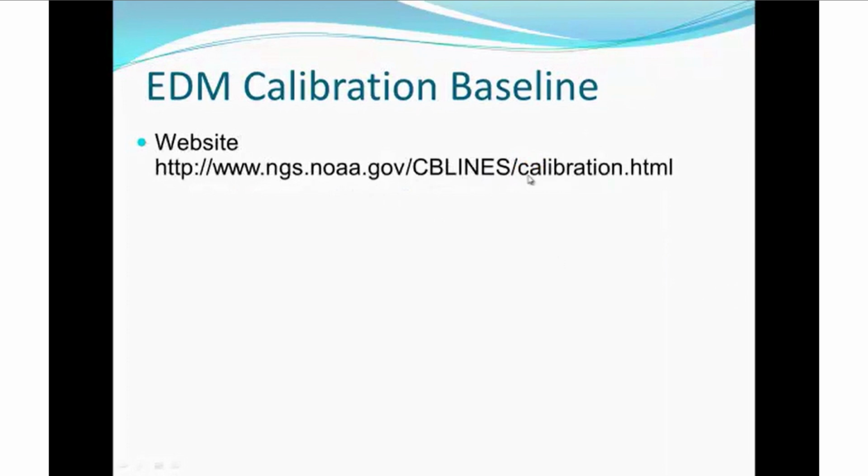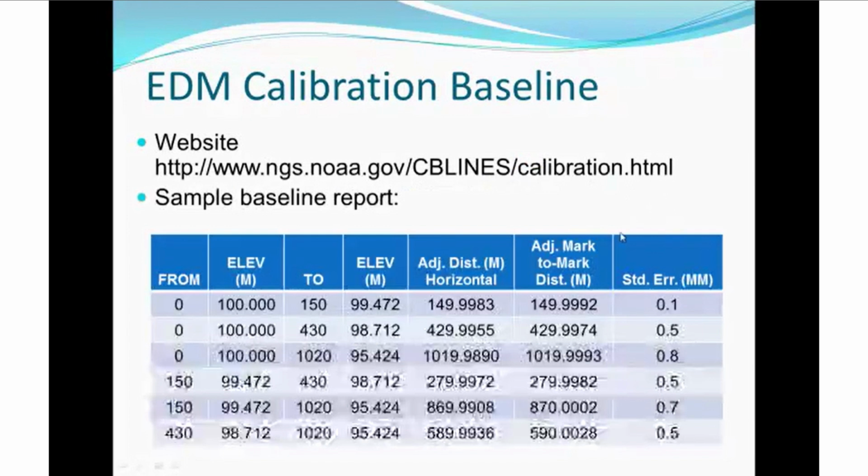First of all, it's coming from this website right here, and this is a rendition of what's on the report. I took something from a report that's close to Butler in Pennsylvania. It goes from 0, which has an elevation of 100 meters, to 150, which is approximately 150 meters away, and its elevation is 99.472. The horizontal distance is given as 149.9983. It also requires a mark-to-mark distance, and this is the important thing, which is from the mark on the ground to the mark on the ground.